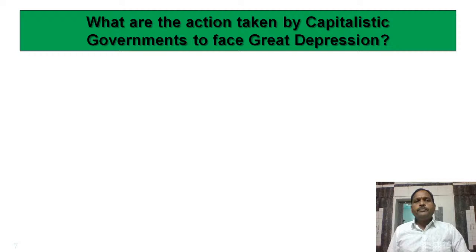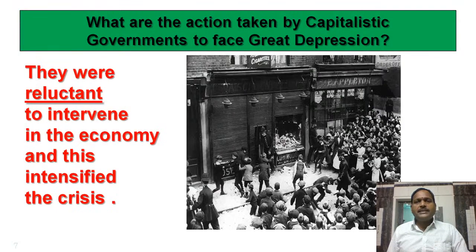Next we are going to see what actions were taken by capitalistic governments to face the Great Depression. There are many Western capitalistic countries. They just turned a deaf ear to the Great Depression. They were very reluctant to intervene in their economies.